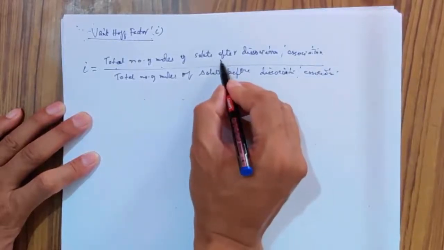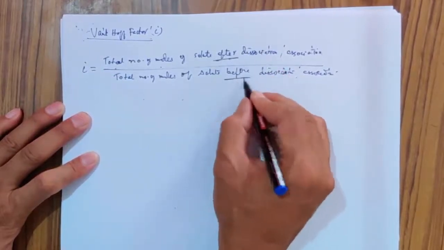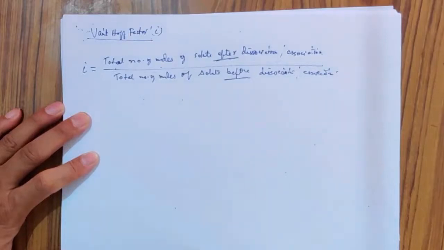And only the number of moles after dissociation or association. This is before association or dissociation.